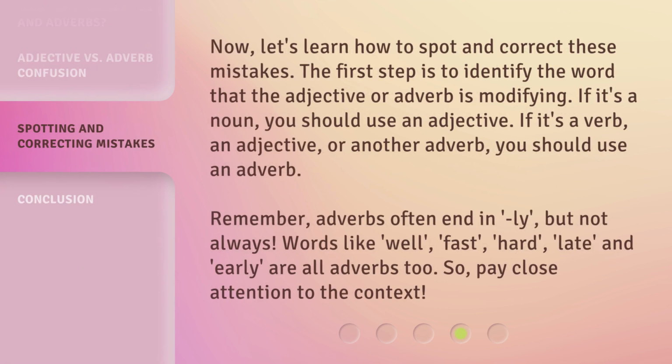Now, let's learn how to spot and correct these mistakes. The first step is to identify the word that the adjective or adverb is modifying. If it's a noun, you should use an adjective. If it's a verb, an adjective, or another adverb, you should use an adverb.